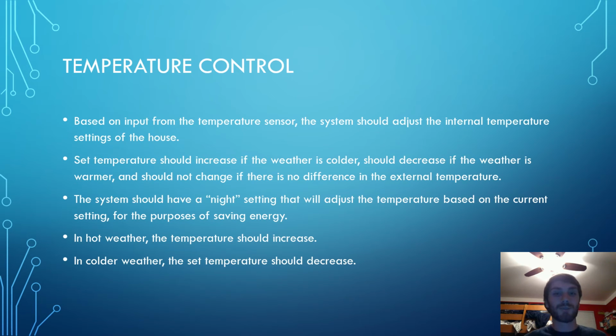For the temperature control, we take two inputs, one from the indoor temperature sensor and one from the outdoor temperature sensor, and we are able to adjust the internal temperature settings of the house. The temperature sensor settings were actually there on the screen, and you could see that, based on our general algorithm, we were able to change the temperature setting based on whatever the outdoor temperature was reading. When the weather's colder, the set temperature should increase. When it's warmer, it should not change.